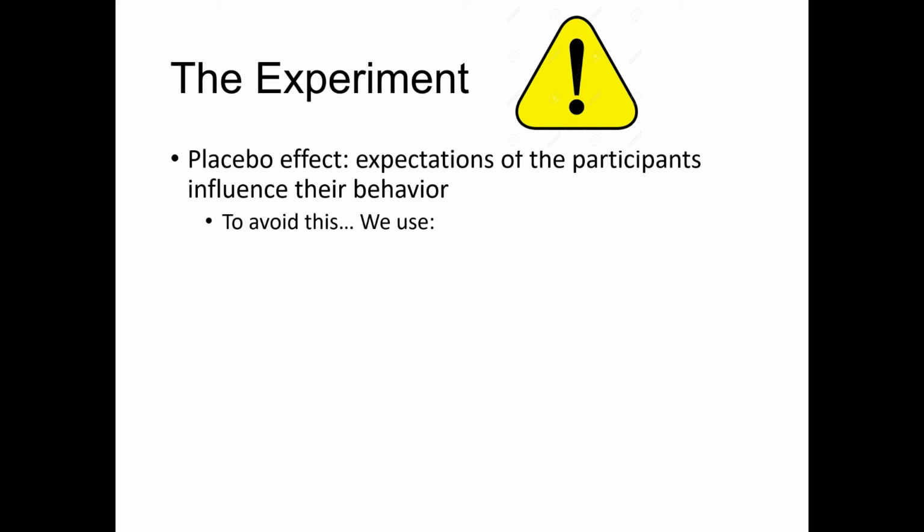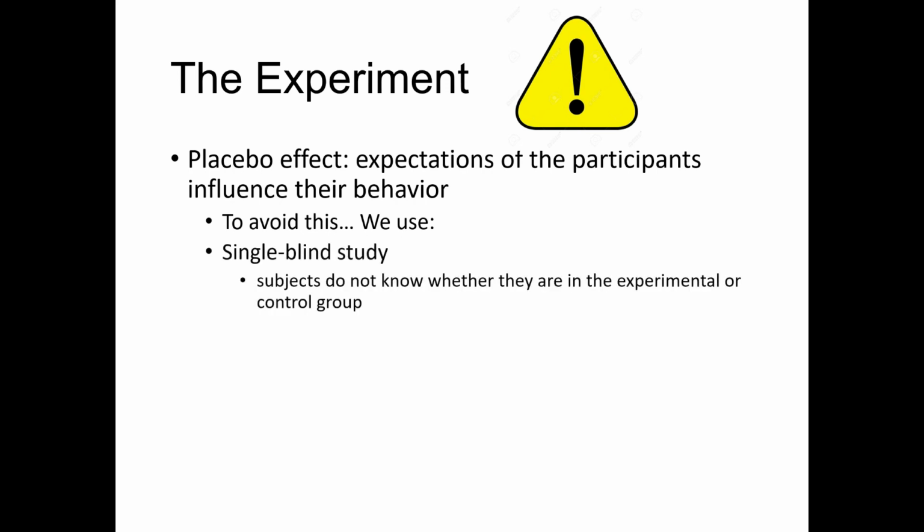So we can avoid this by using what's called a single-blind study, where the researcher basically does not tell participants whether they are assigned to the experimental group or the control group. This way we can minimize participants' expectations influencing their behavior.